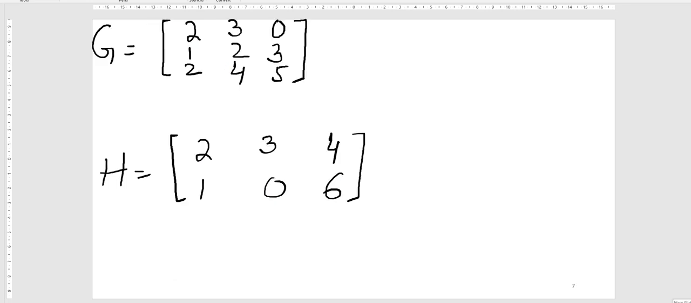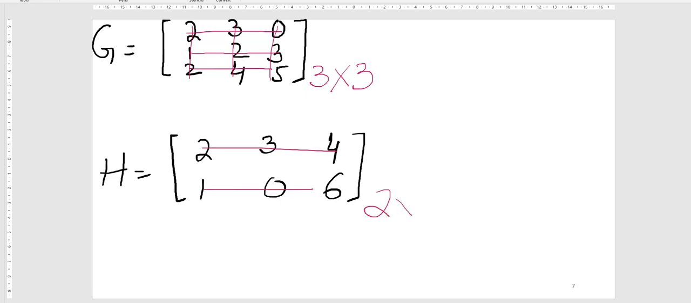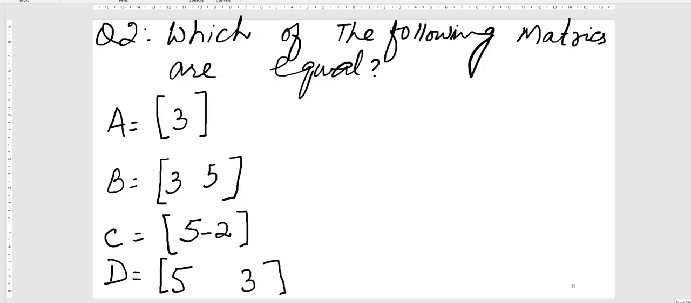Two more questions. See here. Still we are doing the order 1, 2, 3. There are 3 rows and how many columns? 3 columns. So the order is 3 by 3. This is 2 and then columns are 3: 1, 2, 3. So far you have learned how to write down the order of the matrices and how you can prove whether two matrices are equal or not.